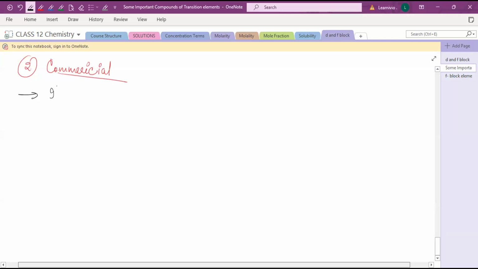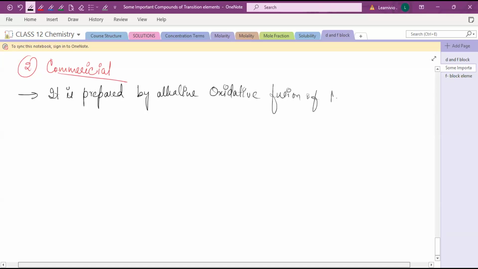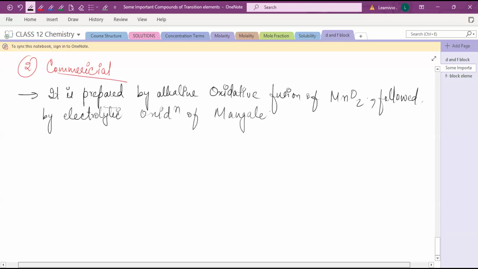You can write down. It is prepared by alkaline oxidative fusion of MnO2, followed by, first you will do the oxidation, and after that you will do the electrolytic oxidation of manganate ion.